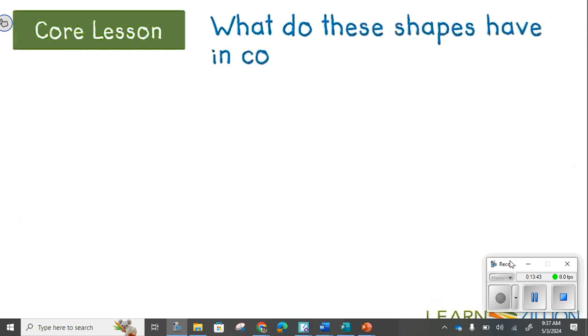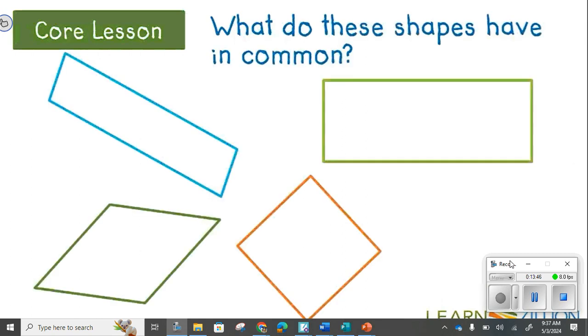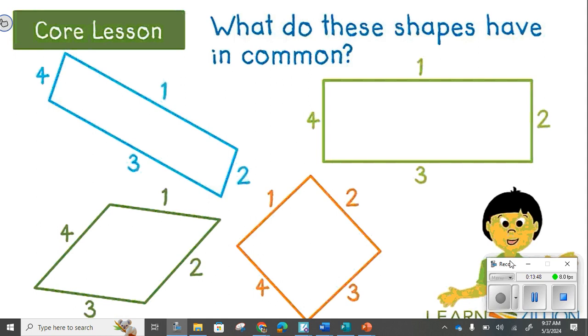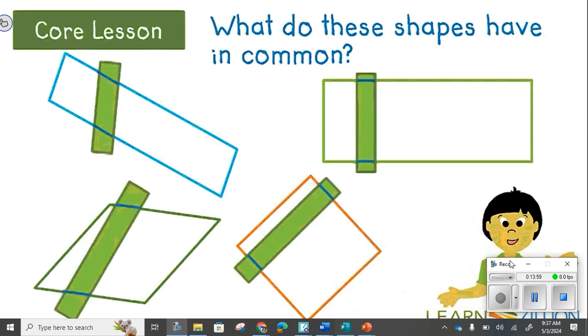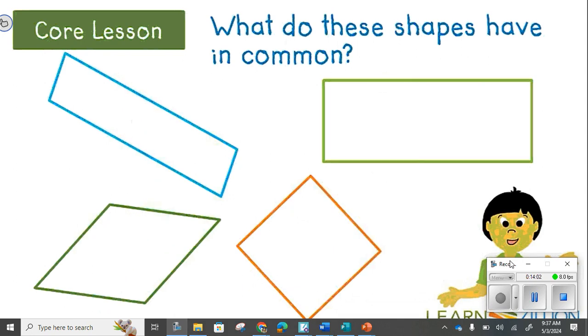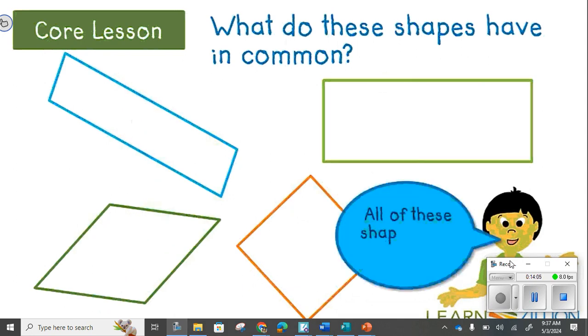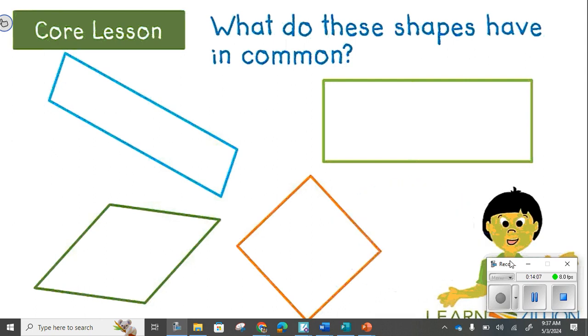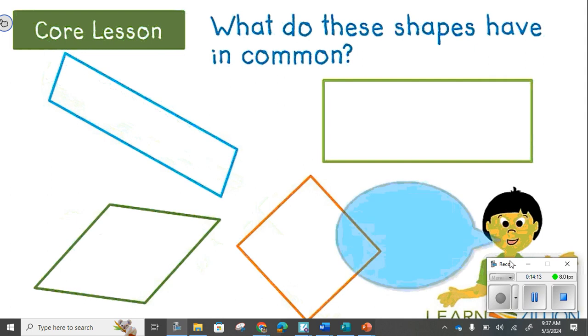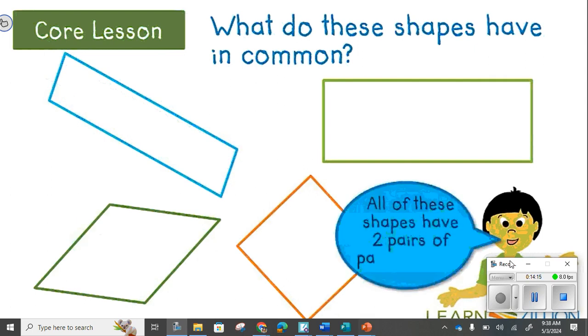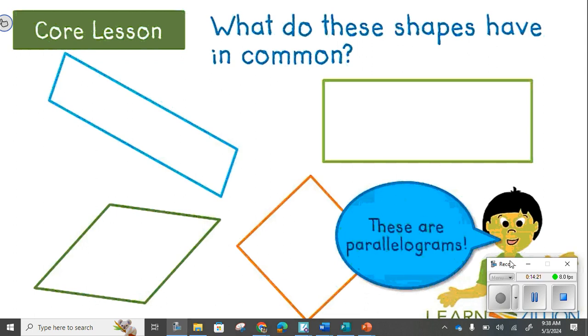Take a look at these shapes. What do all of these shapes have in common? If we look at the number of sides, all of these shapes have 4 sides, which means they are examples of quadrilaterals. What else do we notice? These shapes also have pairs of opposite sides that are the same distance apart. All of these shapes have parallel sides. But look closely. These shapes do not have just 1 pair of sides that are parallel. They have 2. And because these shapes have 2 pairs of parallel sides, they are called parallelograms.